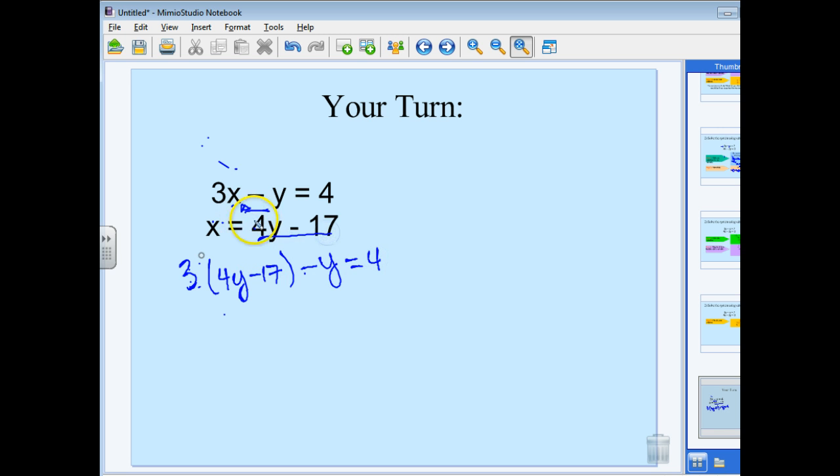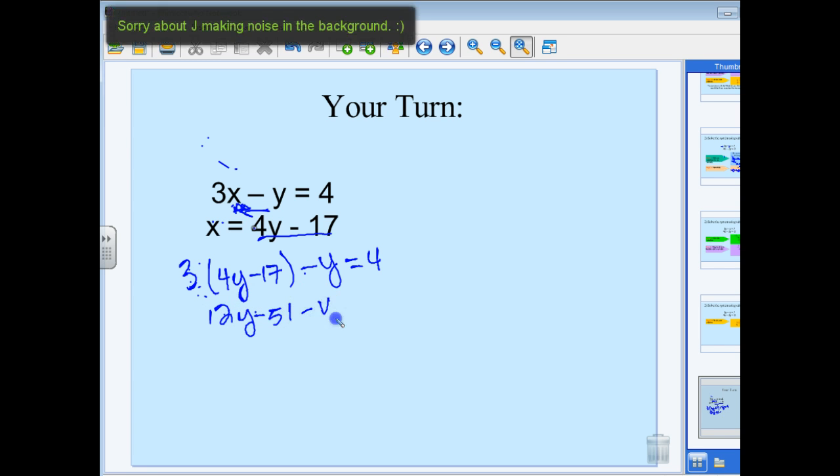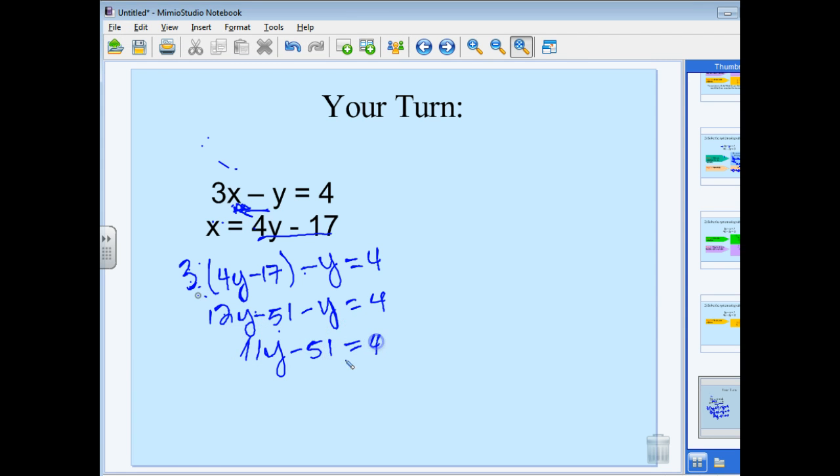Again, we take this value and we plug it in here for x. Now we go ahead and distribute, so we get 12y minus 51 minus y is equal to 4. Combining like terms, we get 11y minus 51 is equal to 4. Add 51 on both sides, and we get 11y is equal to 55, and y is equal to 5.